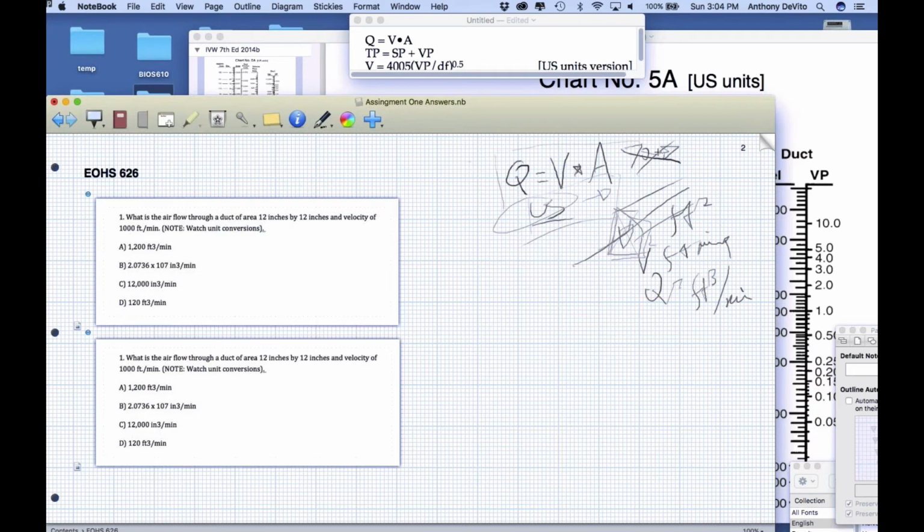So we're still stuck with this archaic non-decimal system. We're going to stick with it as much as possible because, for the most part, when you order equipment or size ductwork in the United States, you'll be working in those units. So keep that in mind.